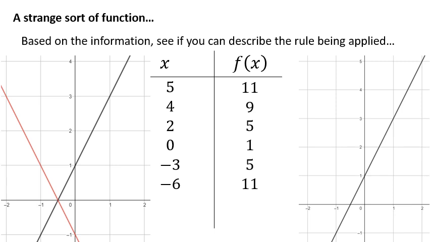Well, it's a very similar function. It's exactly the same, apart from the fact that we've multiplied the entire thing by -1. We've changed the sign of the whole thing.